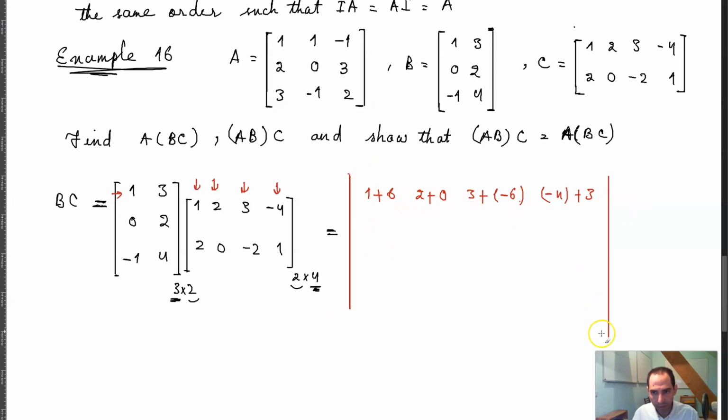So I have 4 columns and 3 rows, right? 3 rows, 4 columns. So the second row, I can start from here, and the first column, 0 plus 4. Then the second column would be 0 plus 0. The third column would be 0 plus negative 4. And the fourth column would be 0 plus 2.